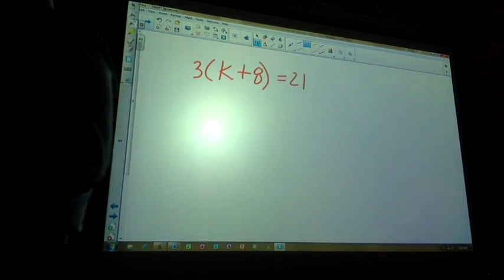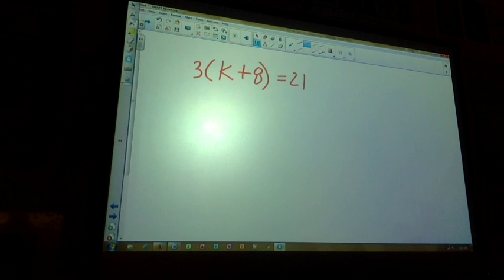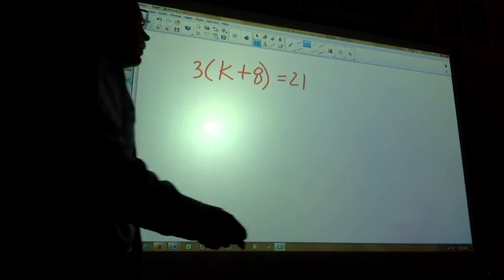All right. So, we are talking through this problem. Parentheses first. Can I add the k and the 8 together to get 8k? No, it's not going to work that way. So then we have to distribute. We need to distribute something over the parentheses. So what are we distributing over our parentheses? The 3.